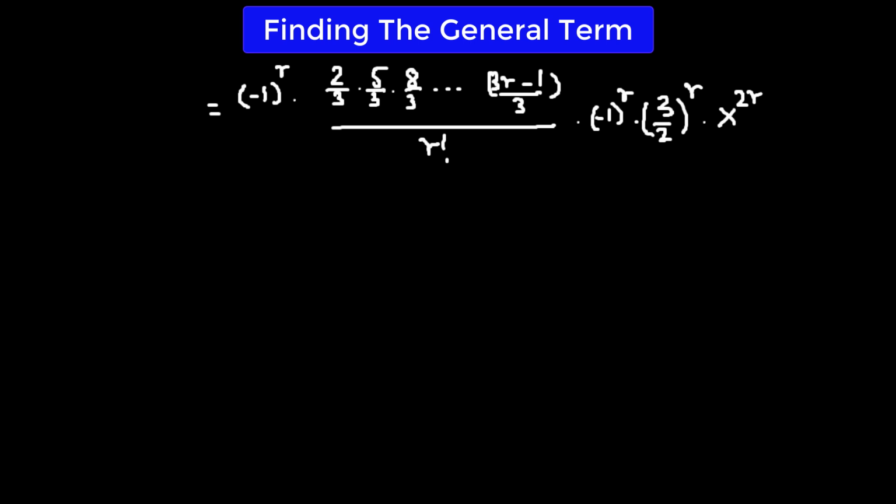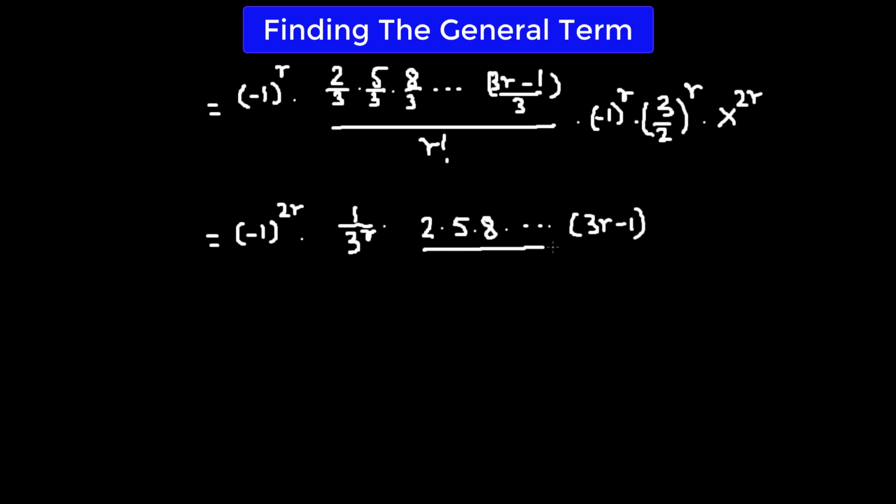Now we can combine (-1)^r, since there are two of them, so we get (-1)^(2r). Now we also pull out 1/3 from each term, and there are a number of terms, so we have (1/3)^r, and that leaves us with 2 times 5 times 8 all the way up to (3r - 1), divided by r factorial, times (3/2)^r times x^(2r). Now (-1)^(2r) is simply going to be 1.